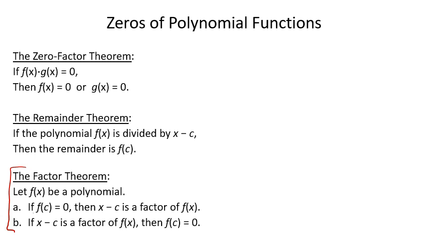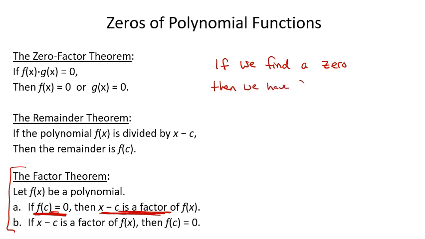If we find a zero of the function, so if f of c is equal to 0, then x minus c is a factor of f of x. So more directly, the factor theorem says if we find a zero, then we have found a factor.